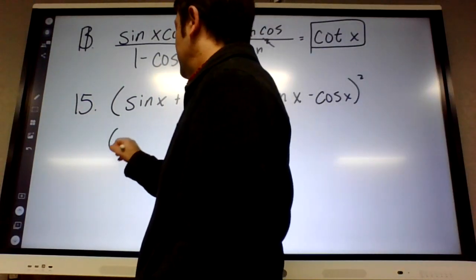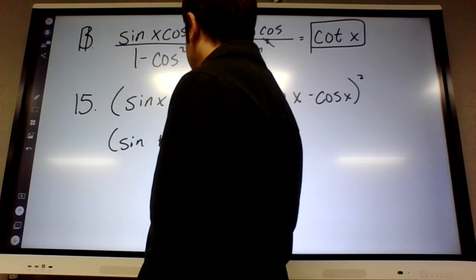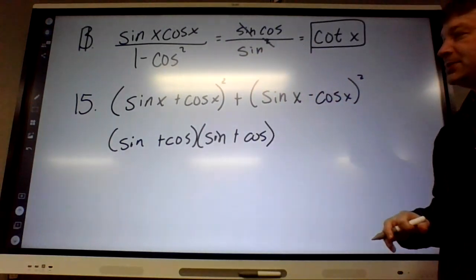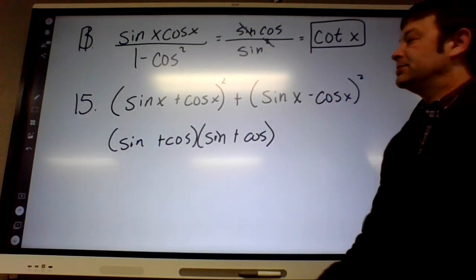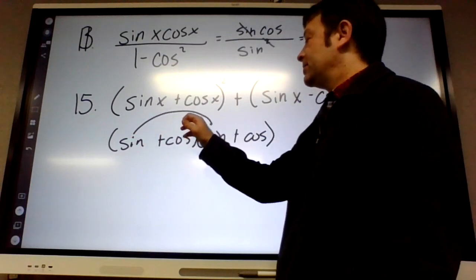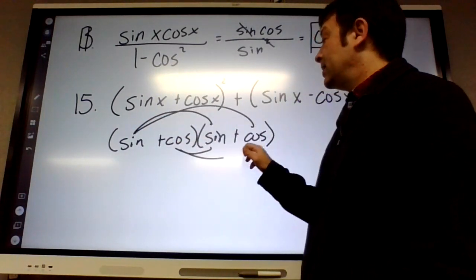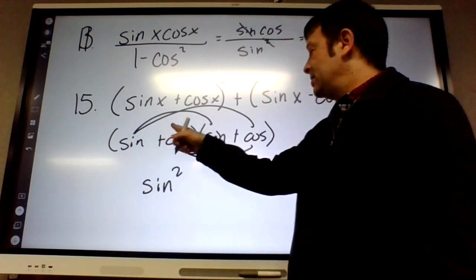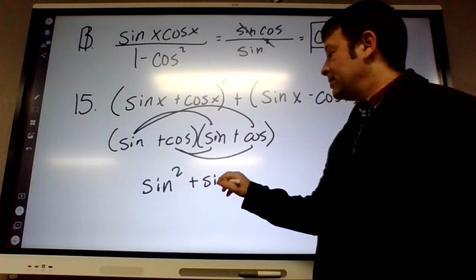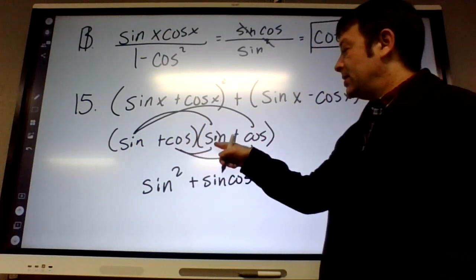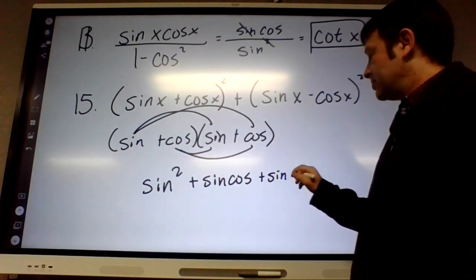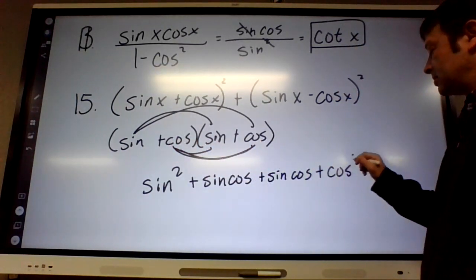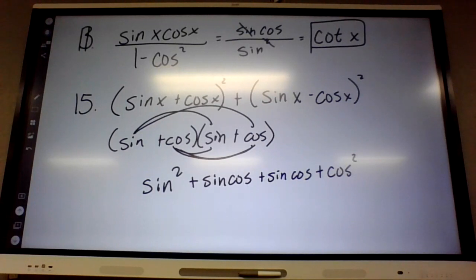So this is sine plus cosine times sine plus cosine. It's a FOIL. And they are not conjugates, so you do have to FOIL everything. First, outside, inside, last. First, sine times sine is sine squared. Outside is sine times cosine. Inside is the same thing, sine cosine. And the last is cosine times cosine, so cosine squared.